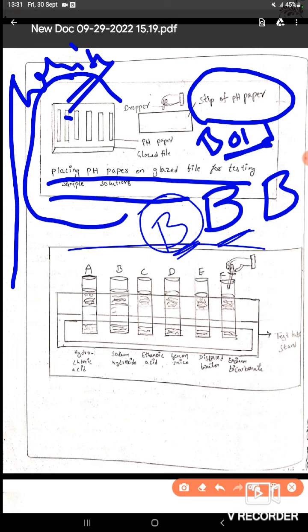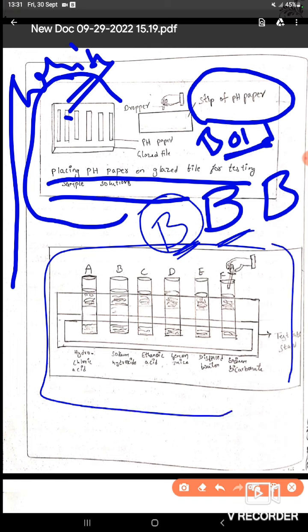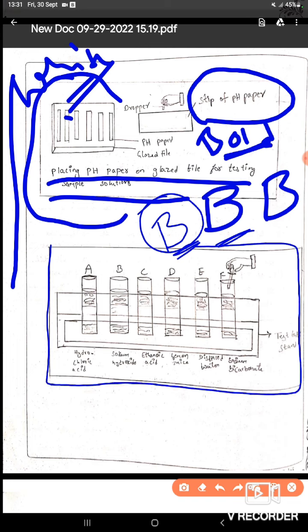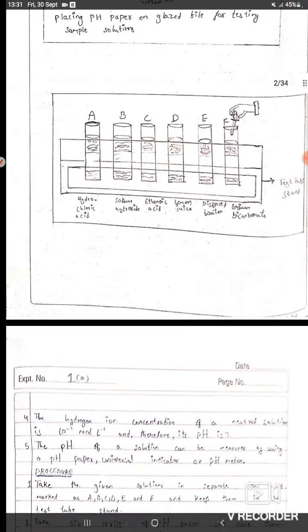So again the diagram will be clear. Just border the diagram with the pencil only. Okay, with the pencil only, then it looks very beautiful. I think it is understood, right? Next, let's see.